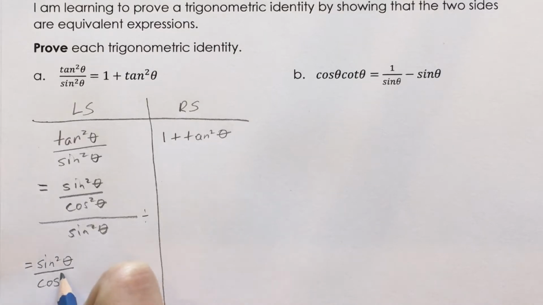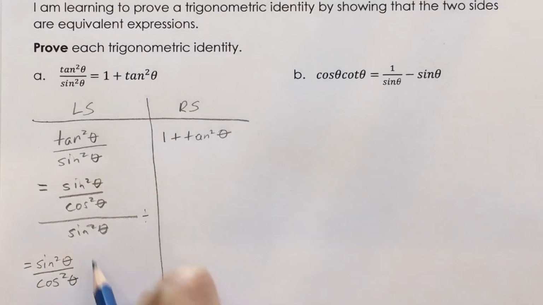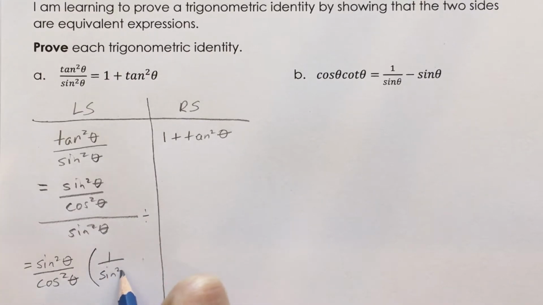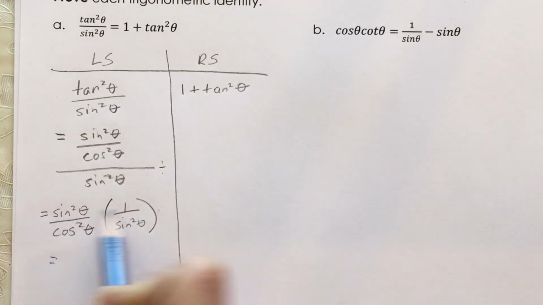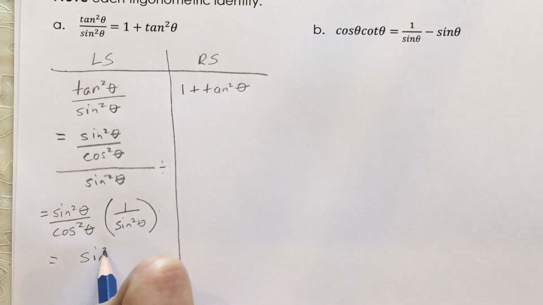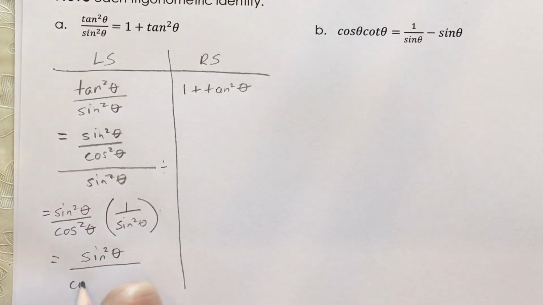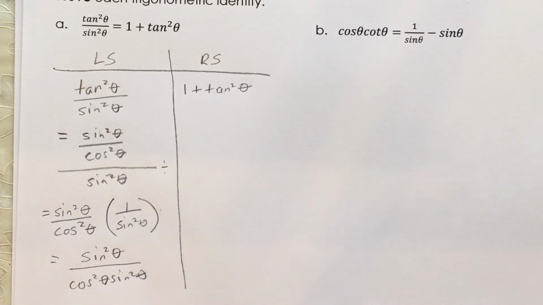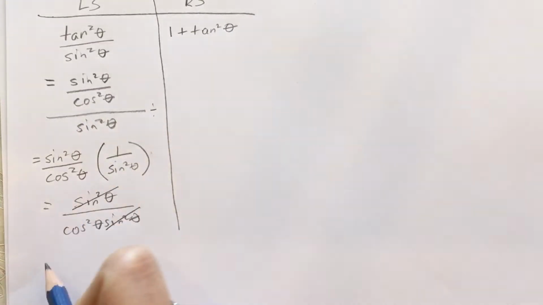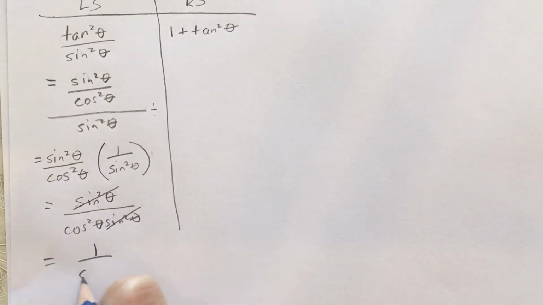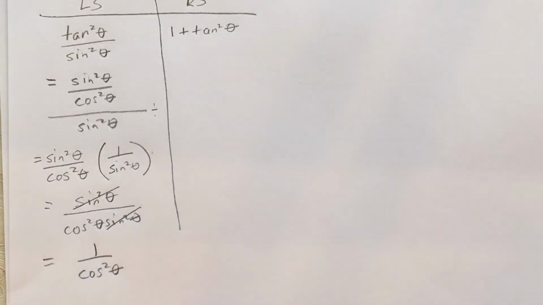So we would have sine squared theta over cos squared theta times, if we flip this, we get 1 over sine squared theta. And then we can multiply the tops together, because we're multiplying fractions, and multiply the bottoms together. And then we see that we have sine squared theta on the top and sine squared theta in the denominator, so we can divide them out since everything is multiplying and dividing. And then so this side so far we can reduce it to 1 over cos squared theta.